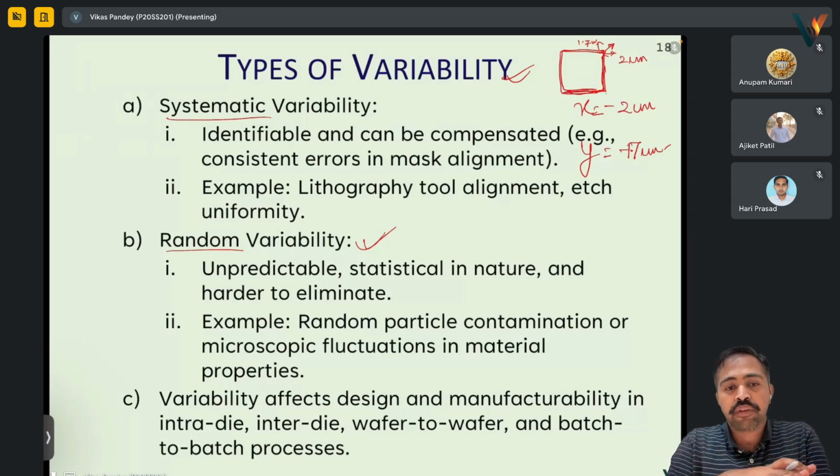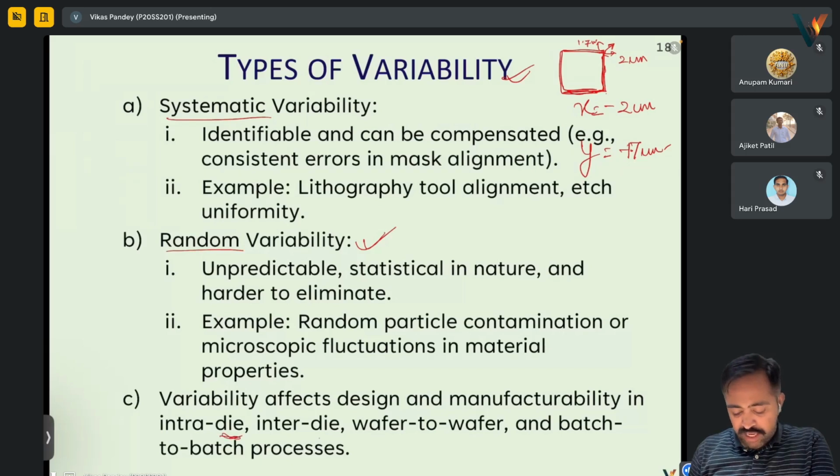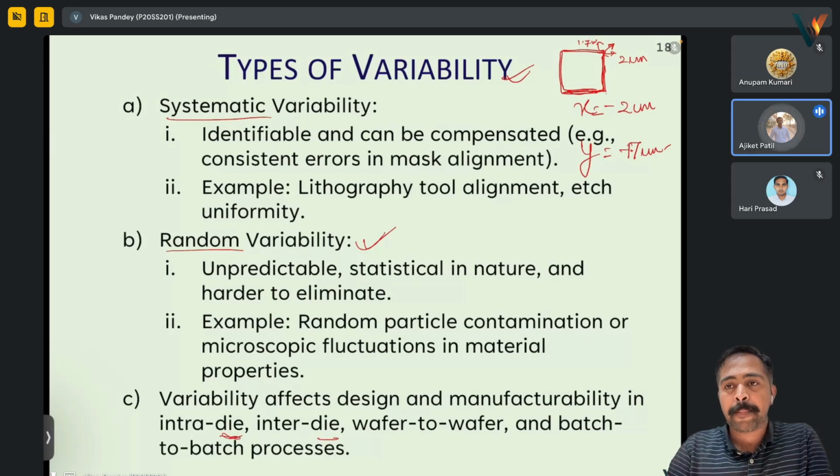So are you aware of this term die? Anyone? Yes, one chip after we do the dicing on the wafer is a die. Yes, very correct.